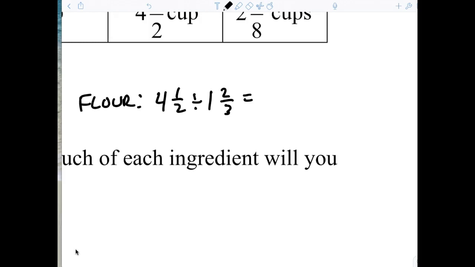2 7/10. 2 7/10. Now we have to come to some agreement. I need some help with that. Double check, please. That's what I got. All right, 2 7/10. I'm happy with that.